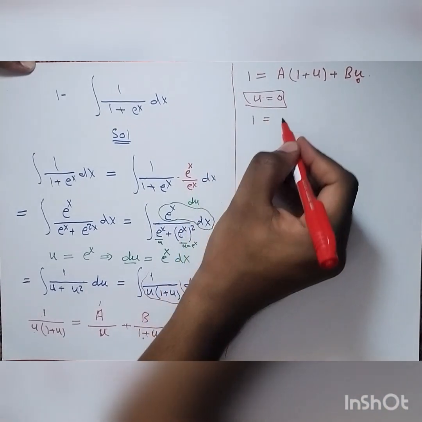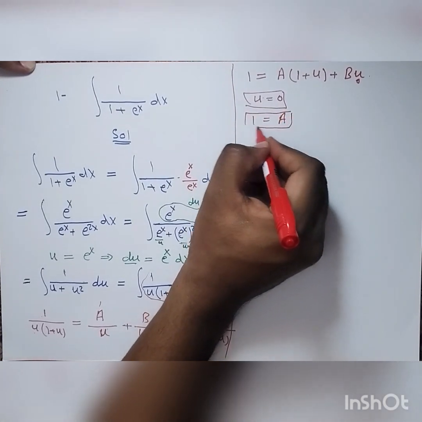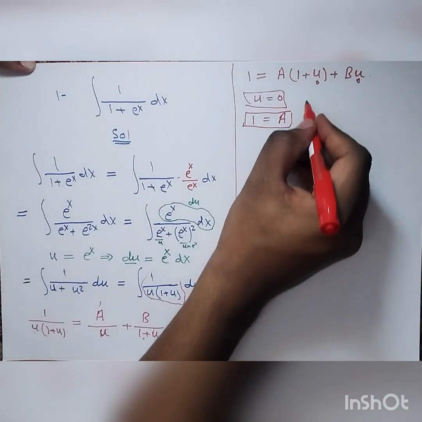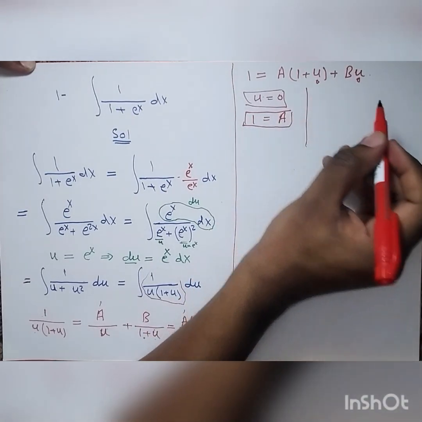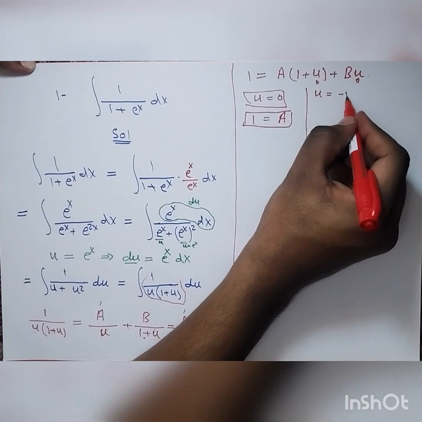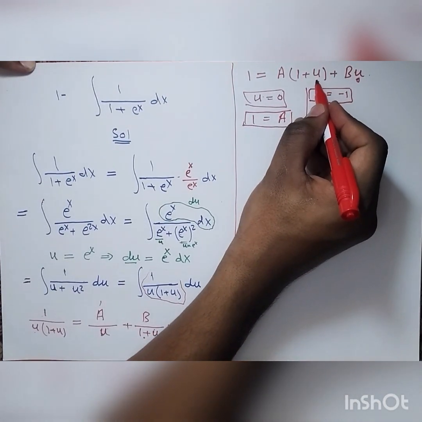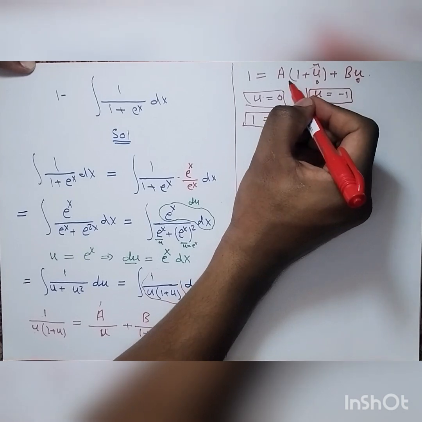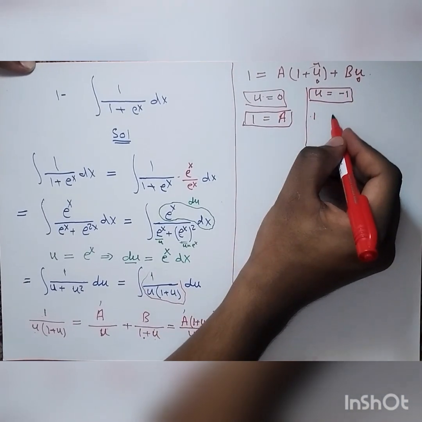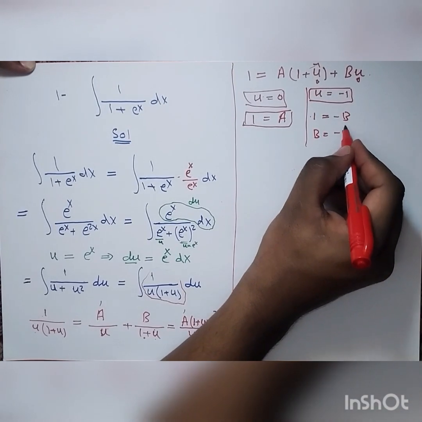So that means we have 1 is equal to a, right? So a is 1, because here we have 0 also: 1 plus 0 is 1. Now let us choose the second value. Which value would vanish a? Obviously u is negative 1. If we put negative 1 here, then that would also cancel, and we have 1 is equal to negative b. So b is equal to negative 1.